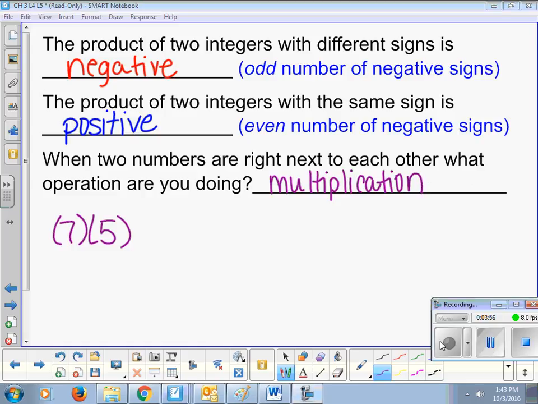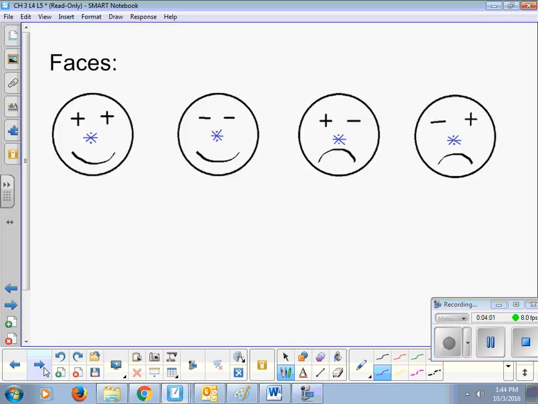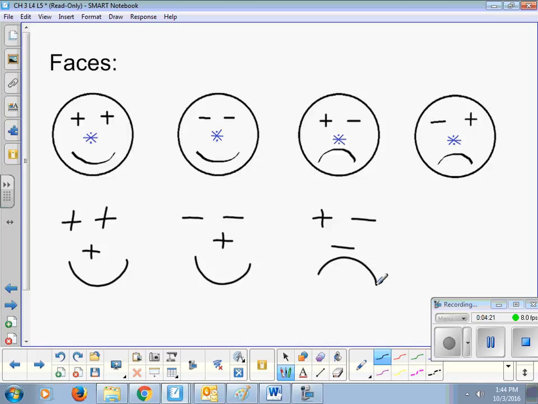Okay, I want to show you a little trick for remembering when you have a positive or negative answer. For the first one, when you have a positive times a positive, your answer is positive. If you have a negative times a negative, you have the same sign, so your answer is positive. If you have a positive times a negative, your answer is negative because you have different signs. And if you have a negative times a positive, your answer is negative because you're working with different signs. So they have to be the same signs for your answer to be positive. If you want to draw this in your notes, you can.